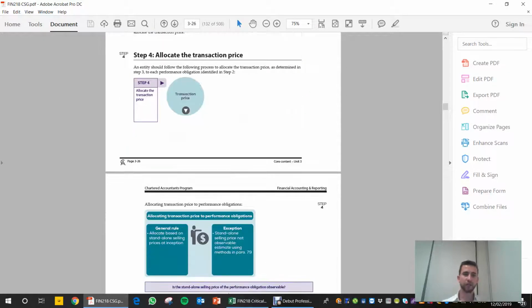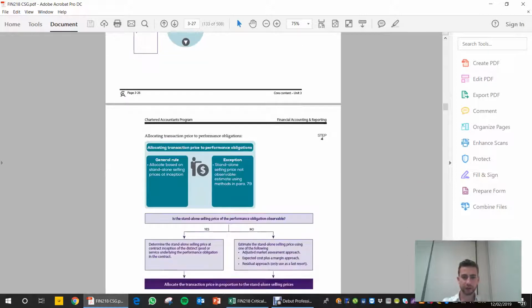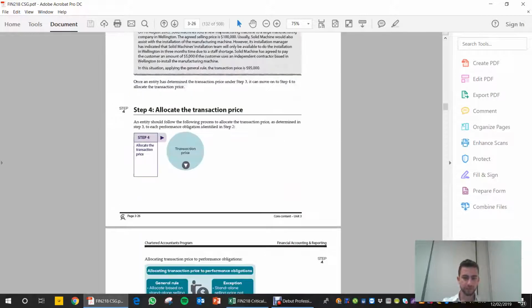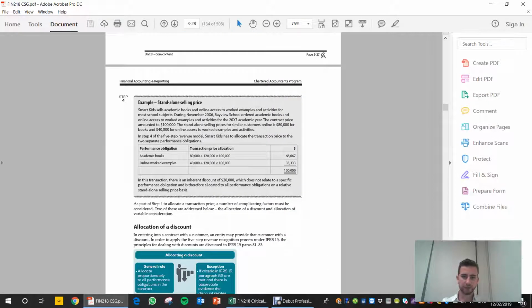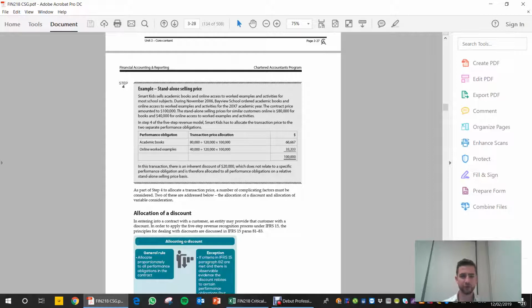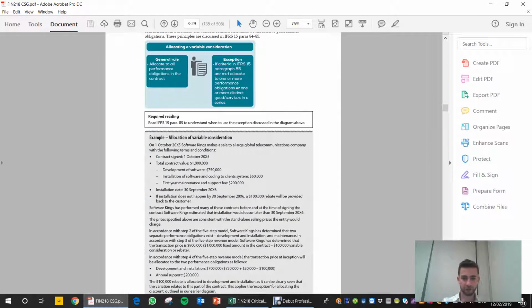Okay, so we're up to step 4 again, allocating the transaction price. It's basically the amount on the contract. We've got this example here. Again, it's nothing really new. We've already covered this. It's just drilling down to it in a little more detail. In this case, we've got a transaction price of $100,000, so that's how much they're paying for it. And the standalone price for these services that they're providing is $66,000 and $33,333. So we just have to recognize the revenue in those proportions. We've already been over this really simple stuff.